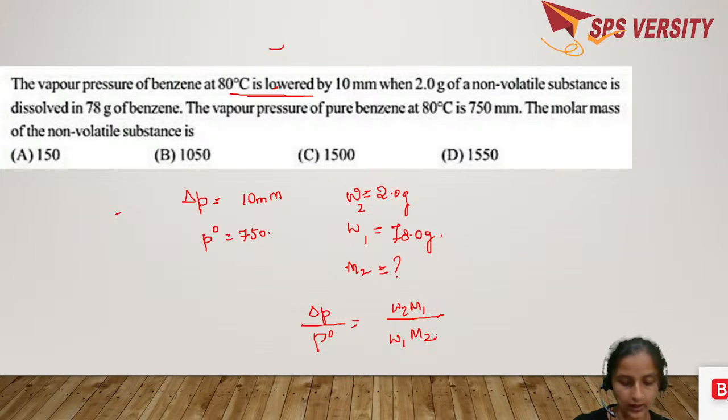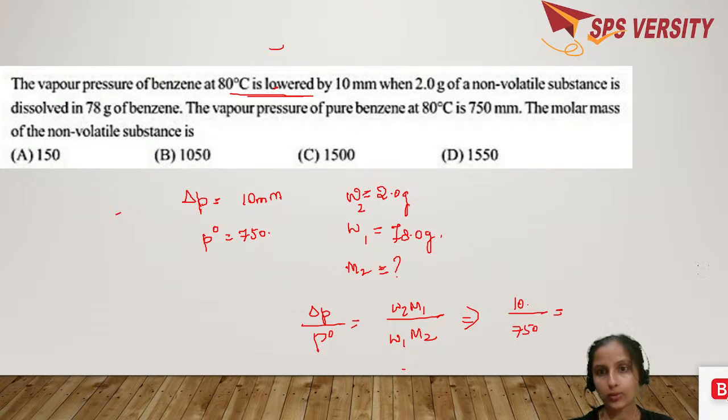If you can, I think I'm right over here. W2 M1 divided by W1 M2. So if you arrange this, the decrease is 750, which is equal to W2 into 2.0 M1. The molar mass of benzene is 78. W1 is 78 multiplied by M2.